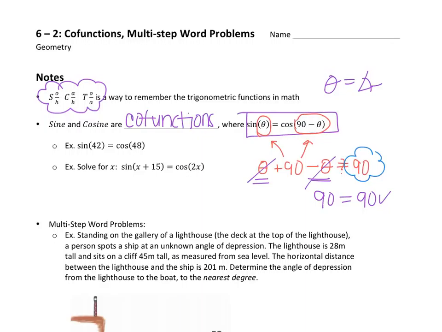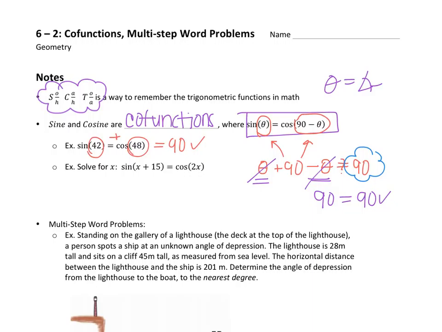So I've got this example written out here. It says sine of 42 equals cosine of 48. And again, you could test this. You could actually type both of those into your calculator. Sine of 42, enter. Cosine of 48, enter. And you would see that they give you the same value. But in this case, we could test it by seeing if they add to 90. 48 plus 42 is in fact 90.